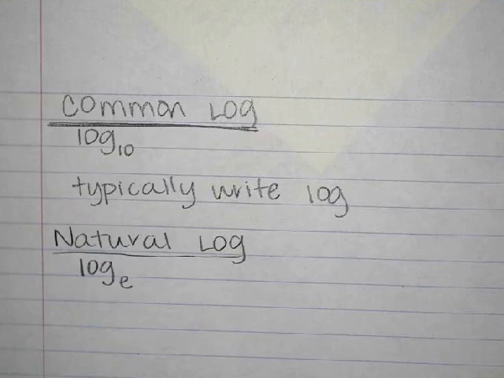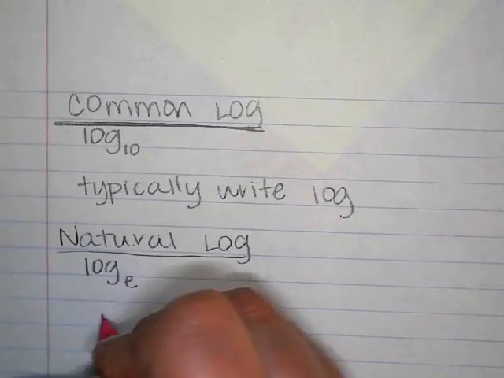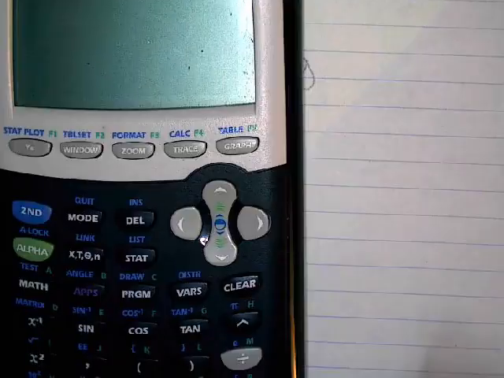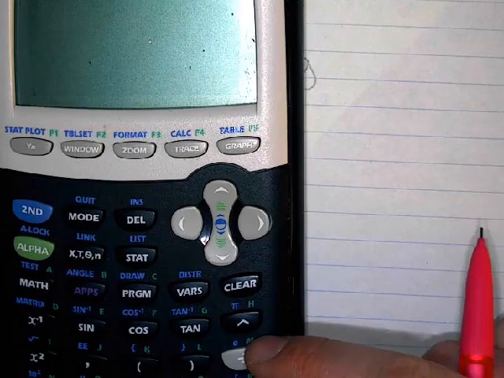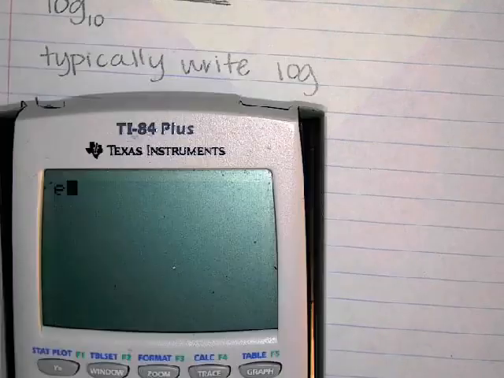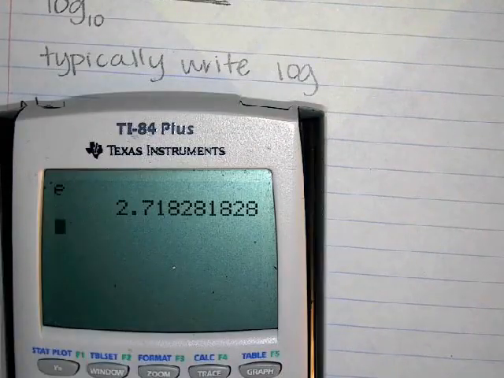Yes. e is, I'll show you guys where it is on your calculator. It's in two spots. So there's a plain e right here above the division sign. So you can hit that if you just want a plain e. e is 2.718 or 2.72. So 2.718.